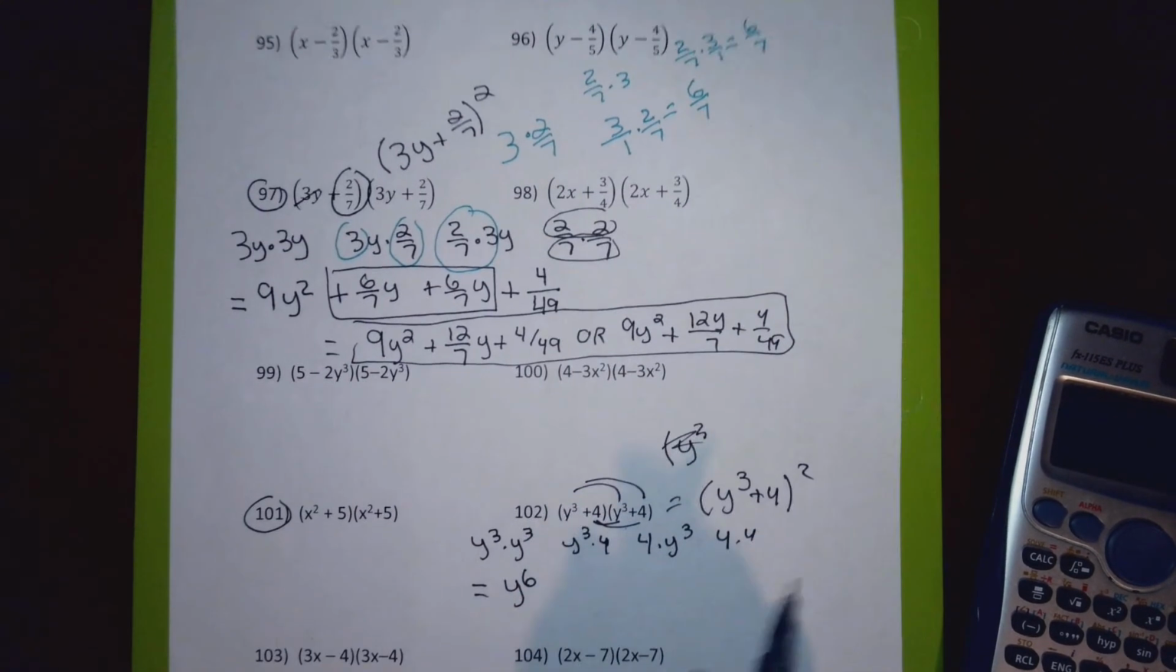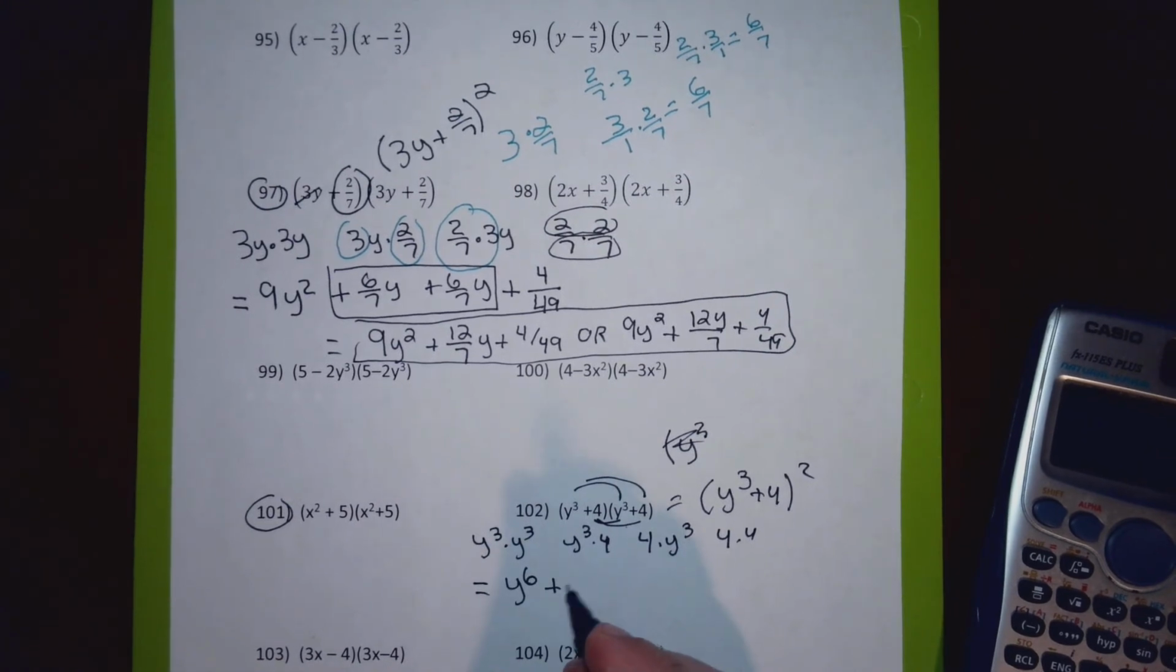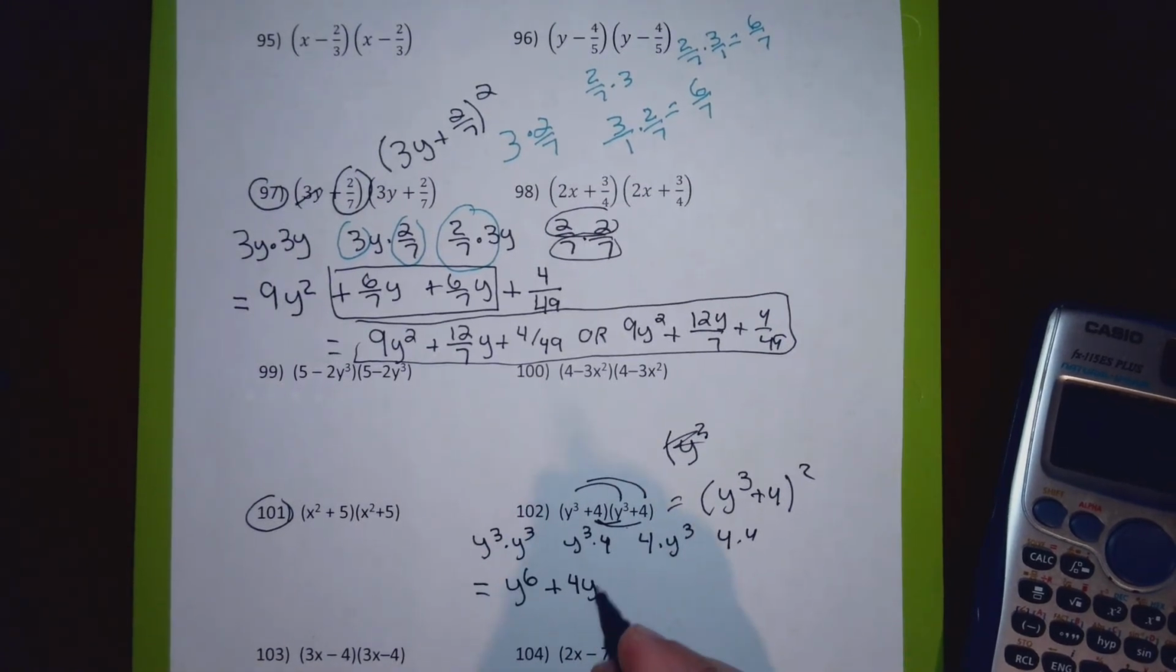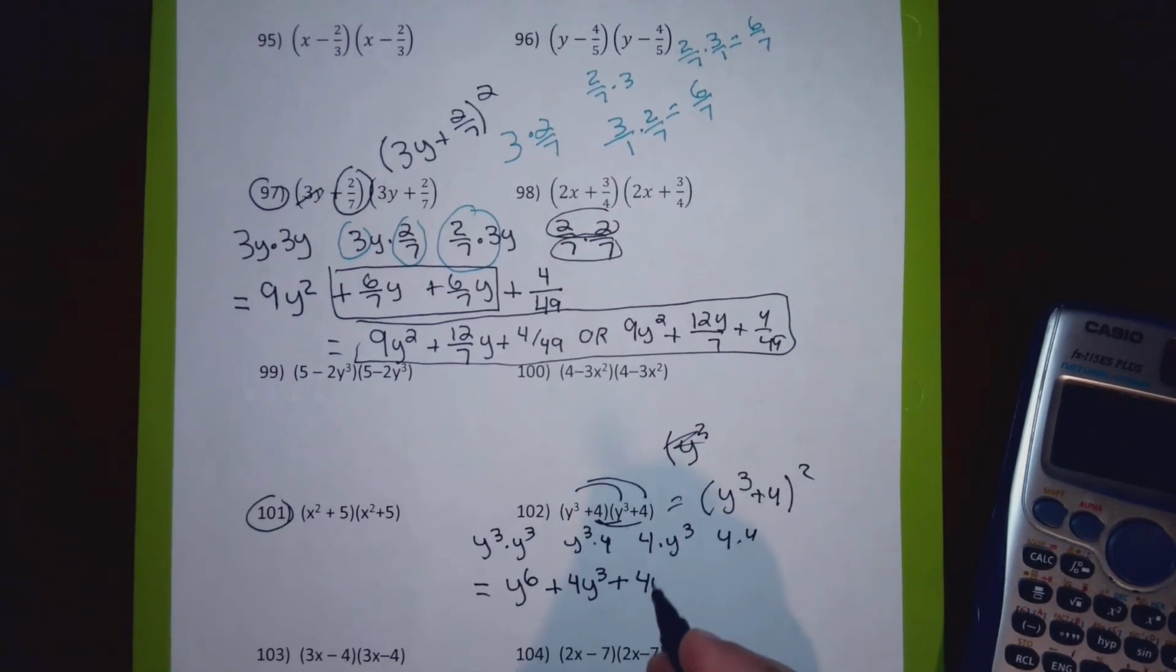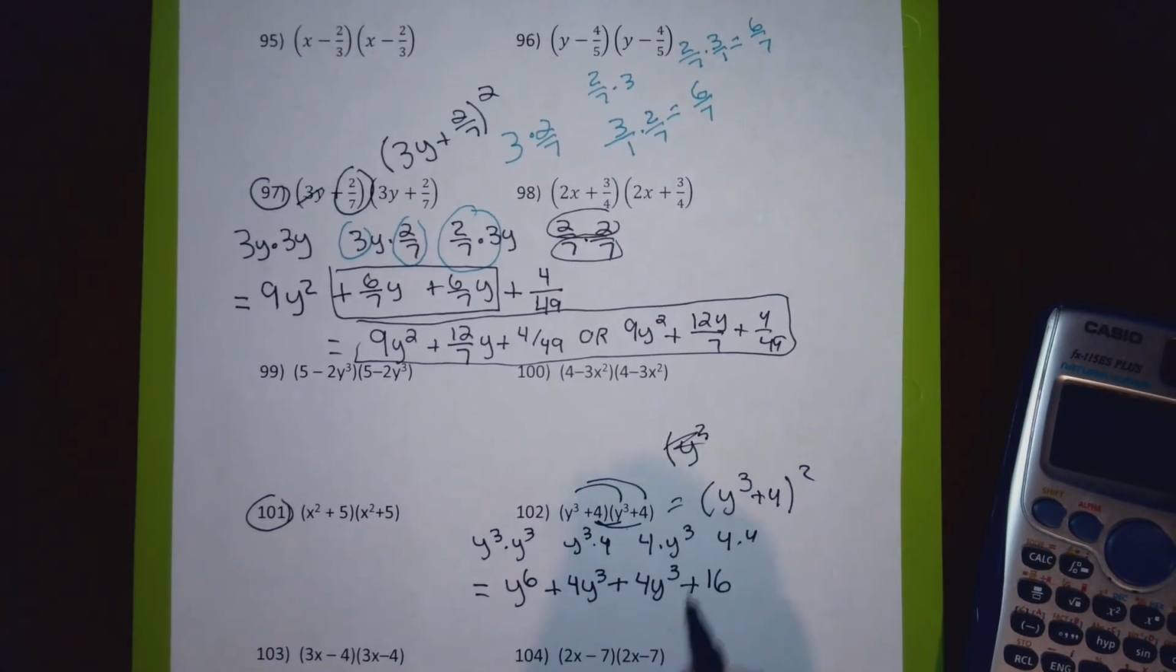Second multiplication, I'm multiplying 2 positives, so I get a positive. I leave the 4 and the y cubed next to each other. Third multiplication, they're both positive, so I put a plus sign. I leave the 4 and the y cubed next to each other. Last multiplication, 4 times 4 is 16.